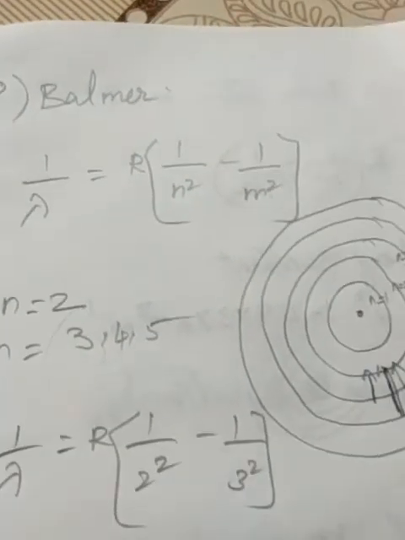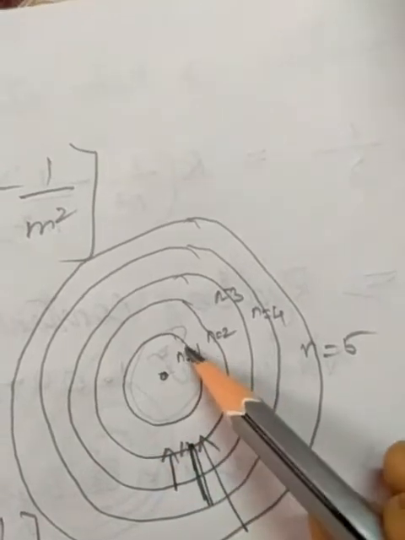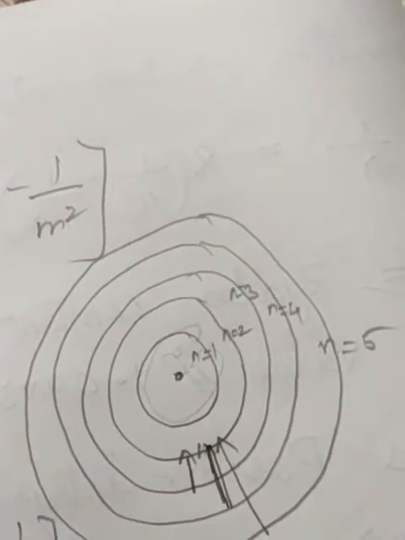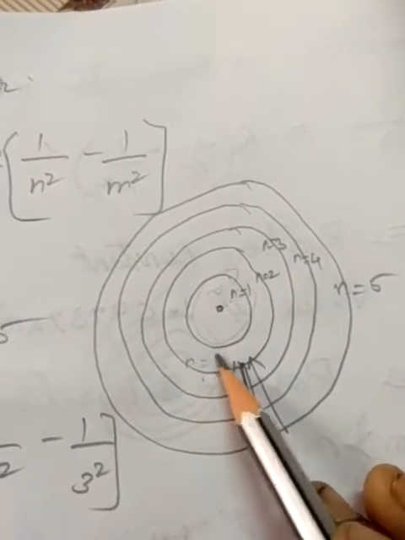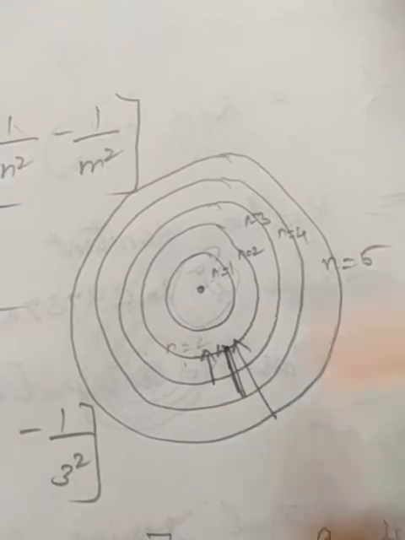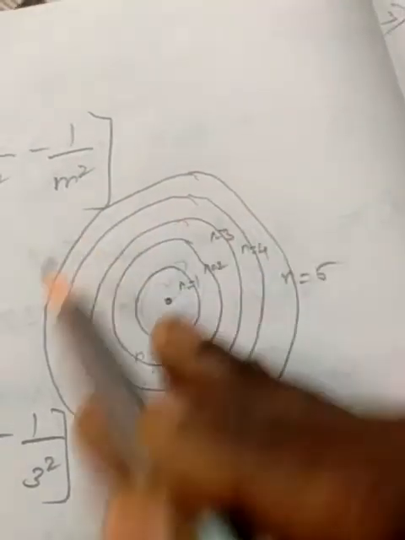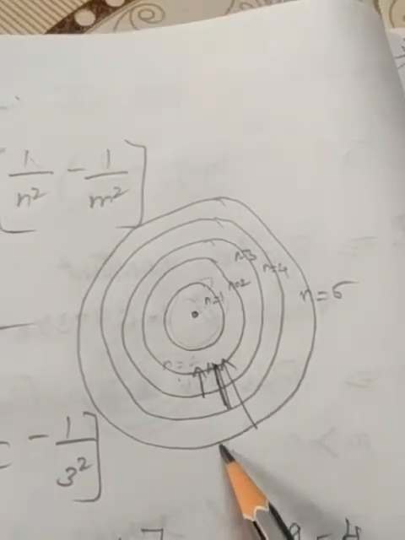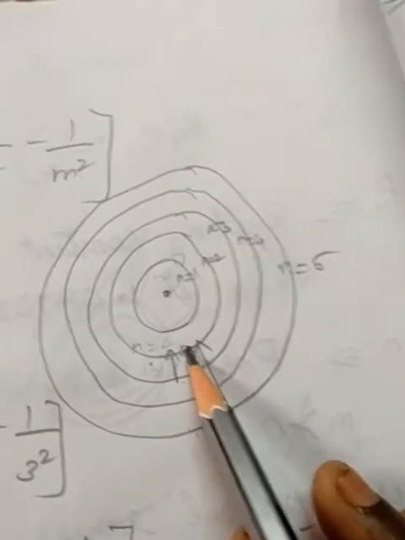Right. The same procedure applies to the Balmer series. So now you see the first shell, n equal to 1; first shell, second shell, third shell, fourth shell, fifth shell. For the Balmer series you leave the first shell and take the second shell, n equal to 2. Electrons from all the other shells move to the second shell.